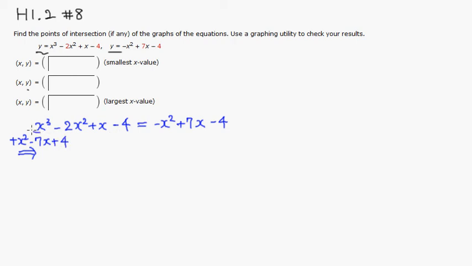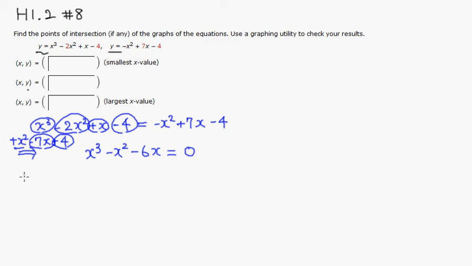x cubed is by itself, so it stays there. Then you have negative 2x squared, and we're adding 1x squared, so it's going to be negative x squared. Then you have an x, but we're adding negative 7x, so it's going to be negative 6x. Then you have a negative 4, but you're adding positive 4, so they cancel out. So we have 0 on the right hand side.